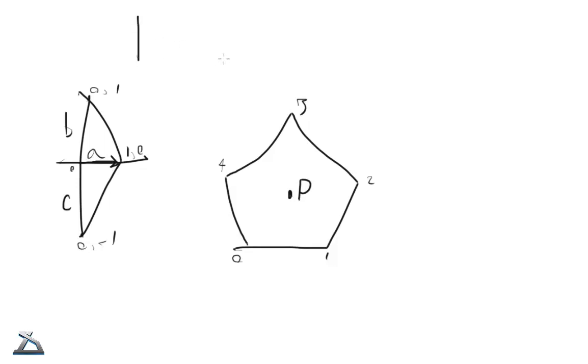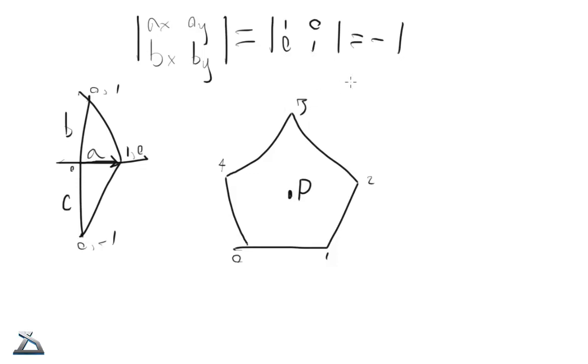Now, let's make a determinant with A up here and B down here. So this will be 1, 0. This will be 0, 1. And you'll notice that this gives us a negative value. But if I change B to C, I switch them over, you'll notice that this gives us a positive value.